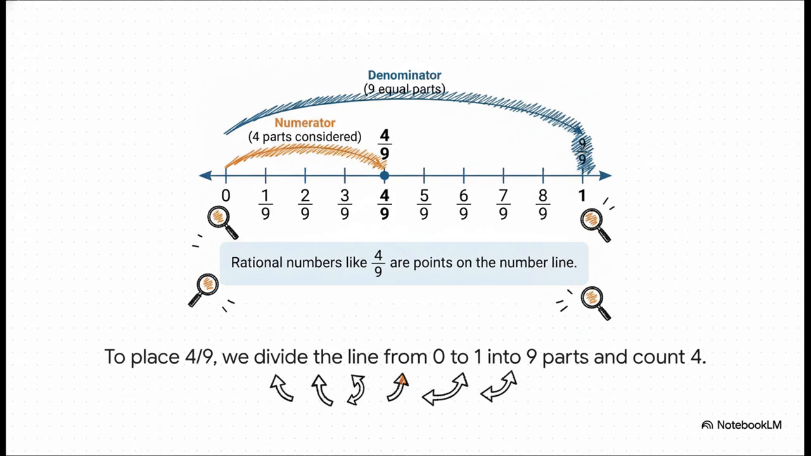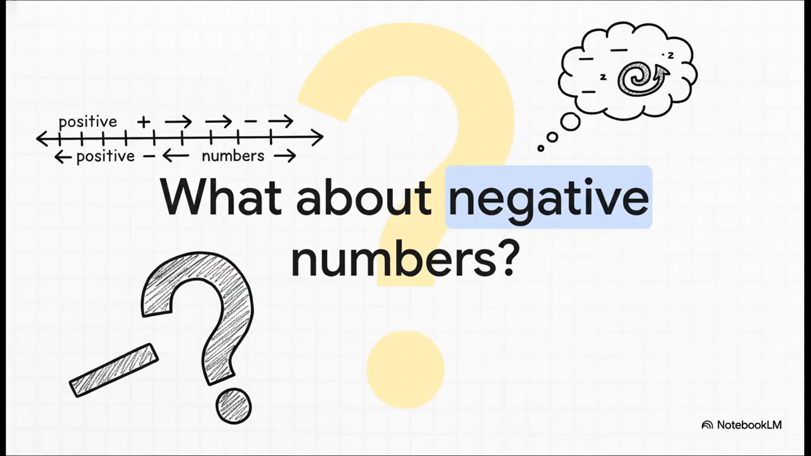Take 4 over 9. The denominator is 9, so that's our rule. We take the space between 0 and 1 and we divide it into 9 equal little chunks. The numerator is 4, so that tells us where to go. We start at 0 and we hop 1, 2, 3, 4 spots. And boom, that is the exact address for 4/9. Okay, that makes sense for positive numbers, right? It's pretty straightforward. But what happens if we're dealing with a negative number?